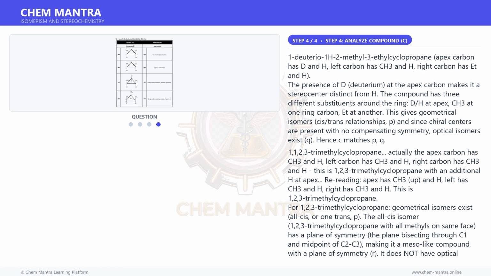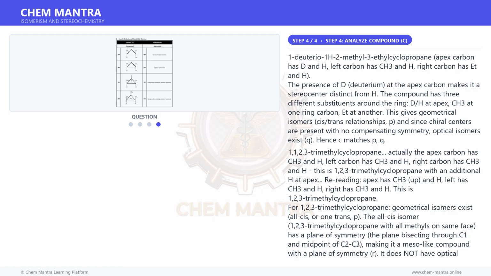For 1,2,3-trimethylcyclopropane, geometrical isomers exist, all cis or one trans, P. The all-cis isomer, with all methyls on the same face, has a plane of symmetry, the plane bisecting through C1 and the midpoint of C2-C3, making it a meso-like compound with a plane of symmetry, R. It does not have optical isomerism because of the plane of symmetry. Hence D matches P, R.